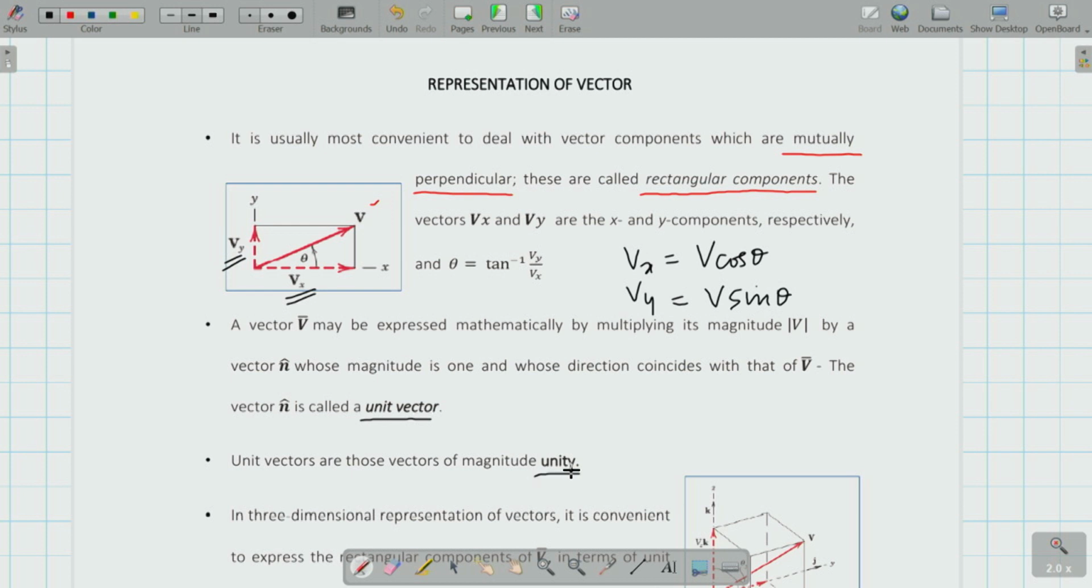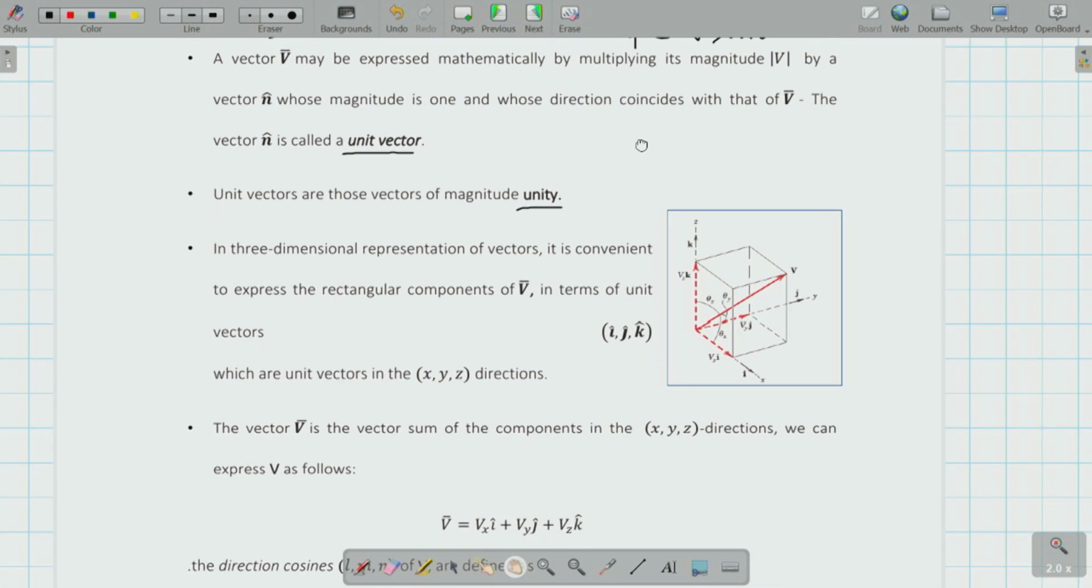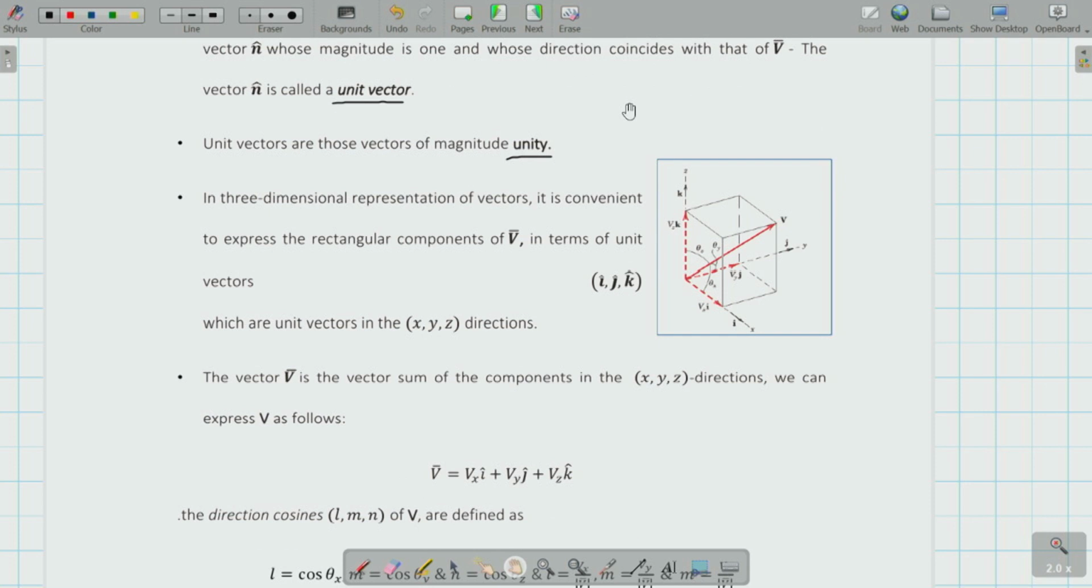This is representing a vector in 2 dimensions. When it comes to 3 dimensions, the vector has to be represented along the x, y and z axis.